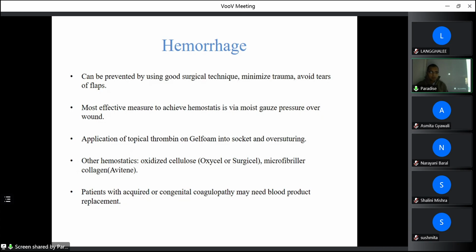Other measures are application of topical thrombin in gel form into the socket, and suturing. Other hemostatic measures: you can use oxidized cellulose, available in the market as Oxycel or Surgicel, or microfibrillar collagen. Patients with acquired or congenital coagulopathy may need blood product replacement. You may have to do a blood transfusion if the clotting factor is not sufficient.